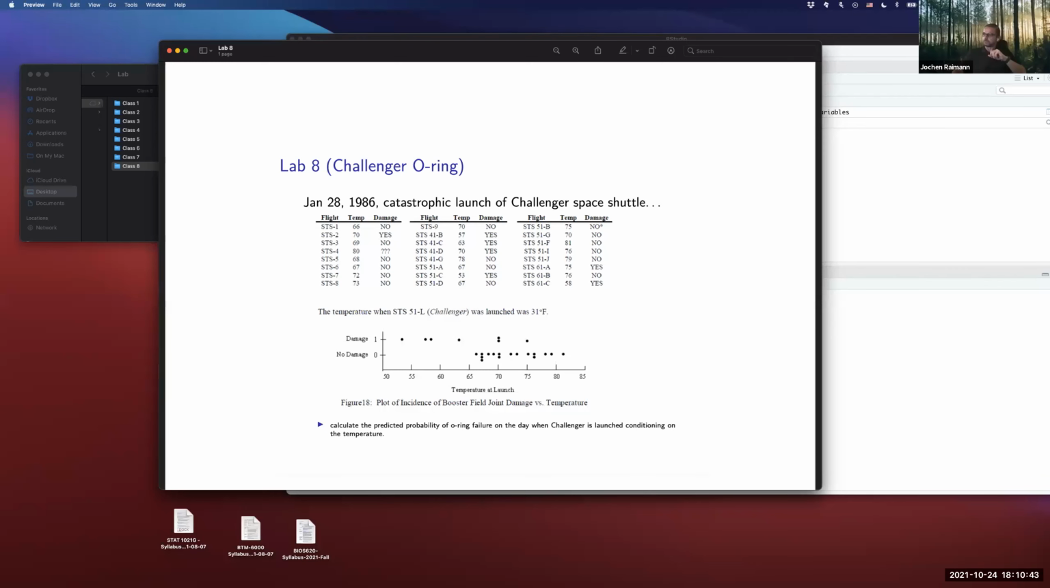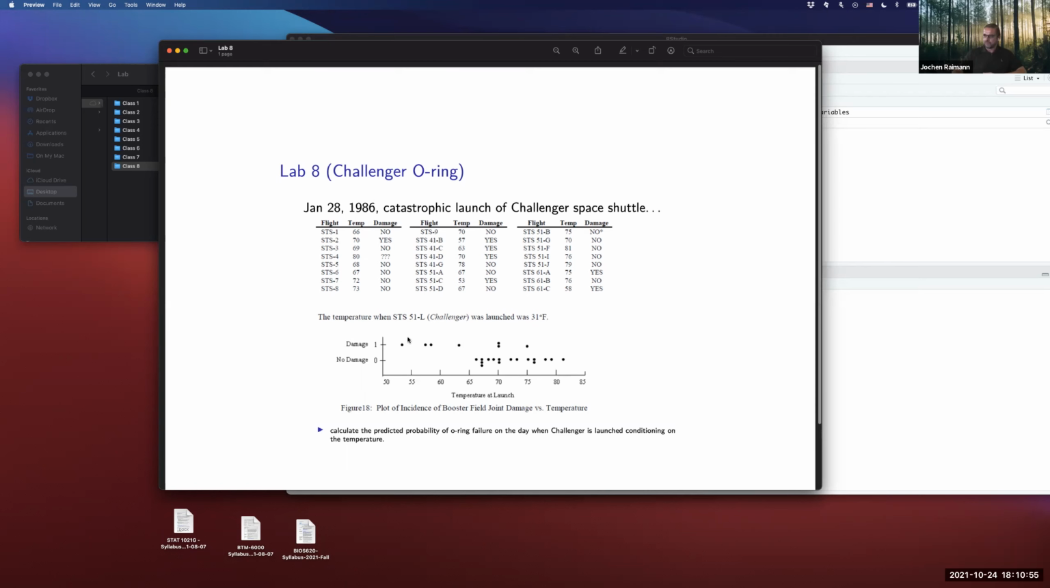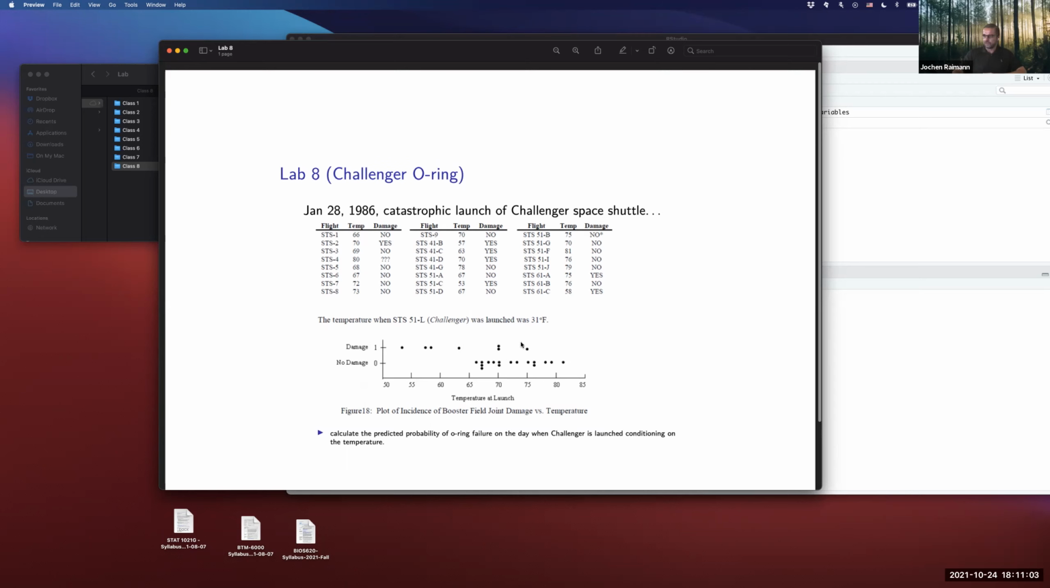And the reason for that was apparently that there was an O-ring that got damaged and heat was getting into the fuel tank. I'm not an expert on aviation and space aviation, but it seems like temperature had to do with the damage of this O-ring. And that's the example that Professor Sang has put forward here. So we have this plot that depicts damage as a function of the temperature at launch.